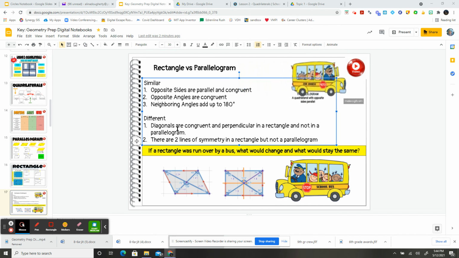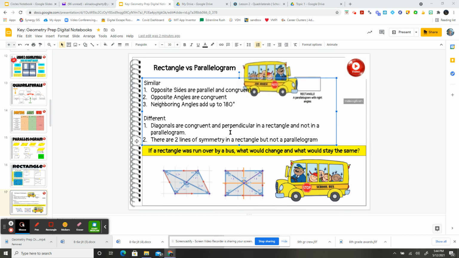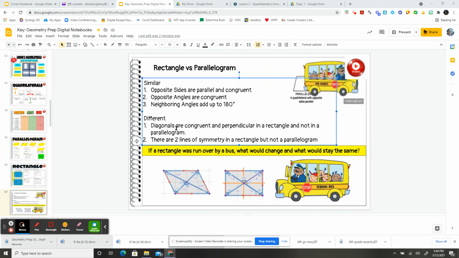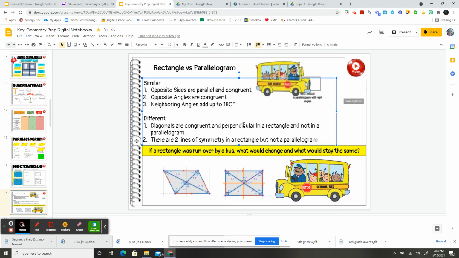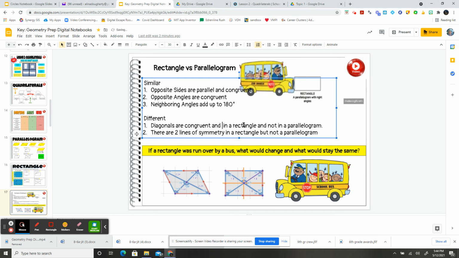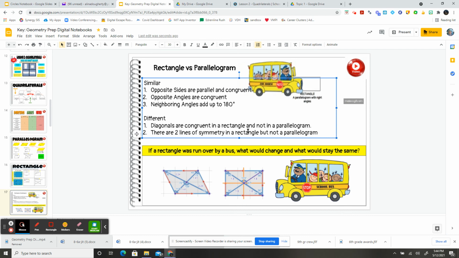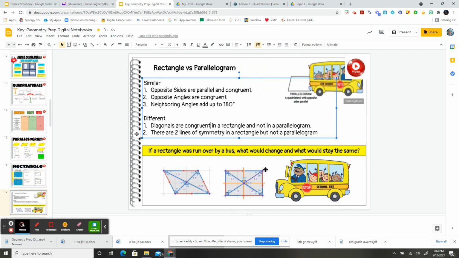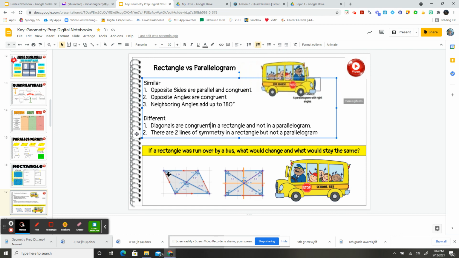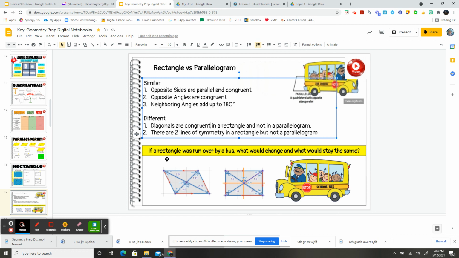The things that are different are the diagonals are no longer congruent and they're not perpendicular. Diagonals are congruent in a rectangle. They do not meet at a right angle. So that was not true. Diagonals are congruent in a rectangle and not in a parallelogram. So here, those diagonals are both 3. And here I've got like almost 5 and 3.